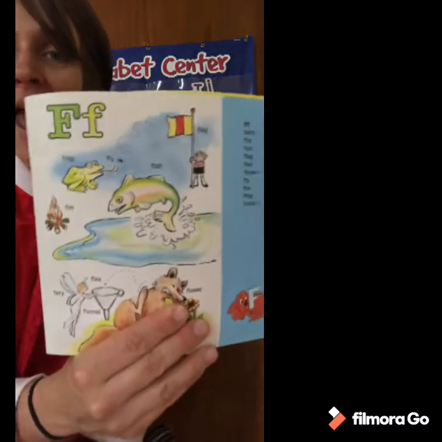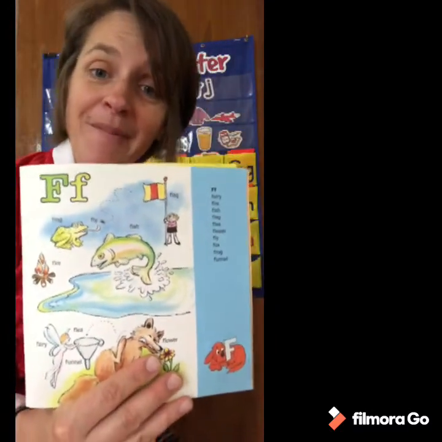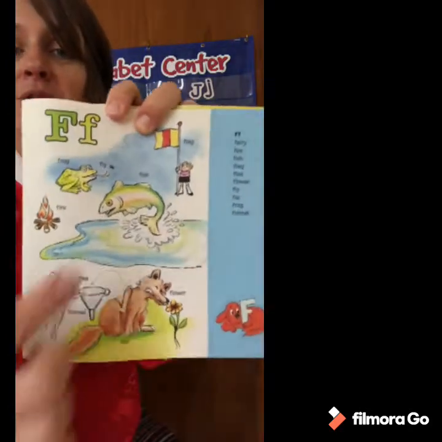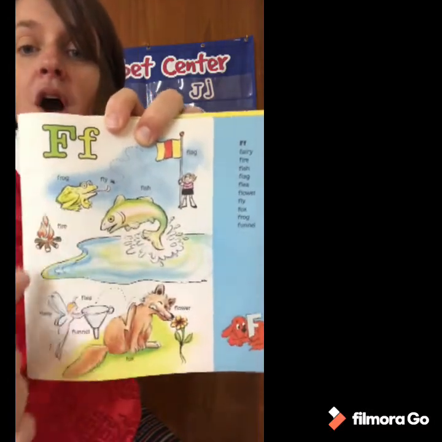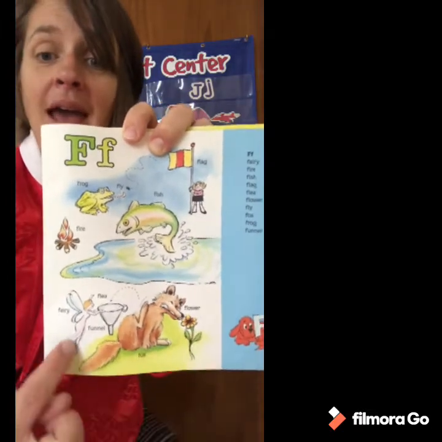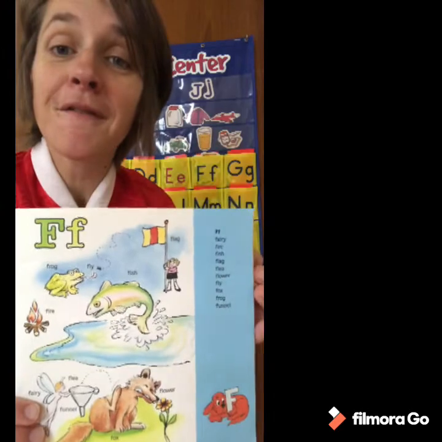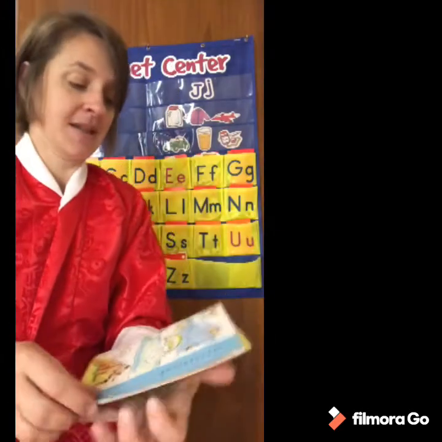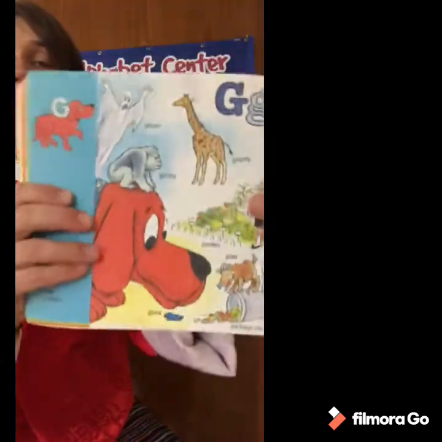Very good. F. What sound does the letter F make? Do you remember? So we have a fish and a flag and a frog and a fire and a fox and a flower and a fairy. So many things that start with F. It's a really quiet sound. Awesome.